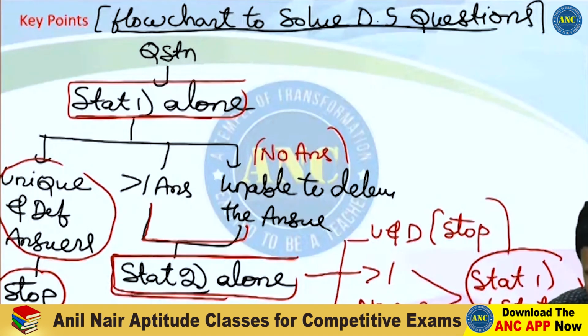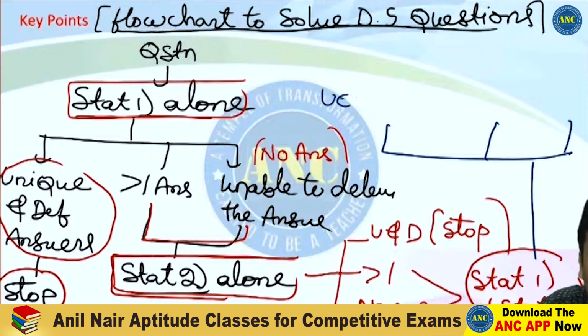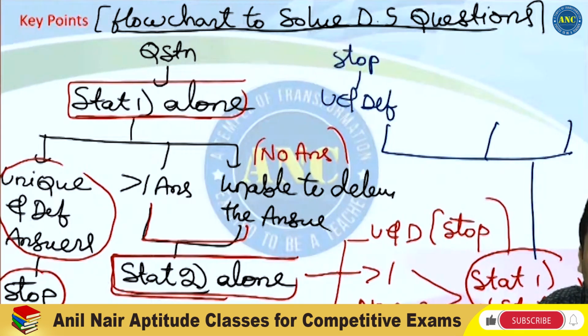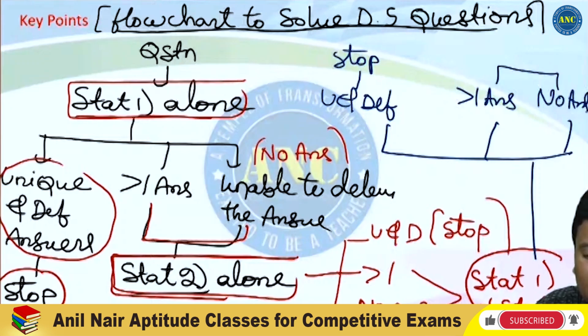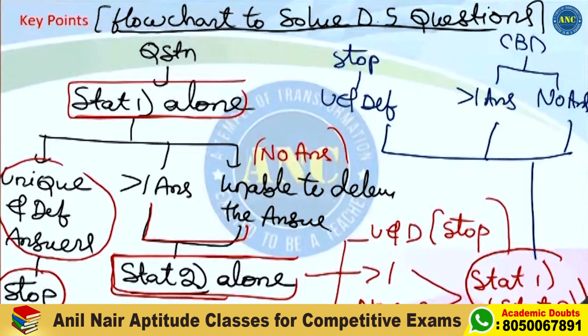Now see here, statement 1 alone, stop. If it is 2 statements together, again, unique and definite answer, stop it. Greater than one answer or no answer, the answer is cannot be determined.